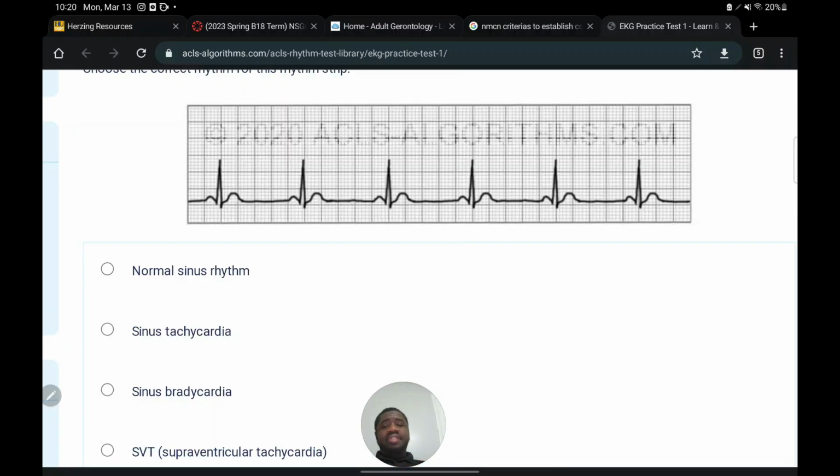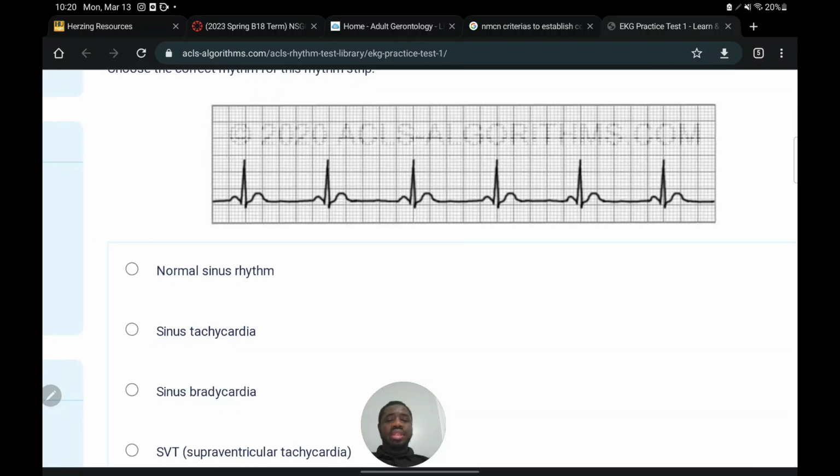So let's look at this graph. To calculate the rate, we count the number of R waves: 1, 2, 3, 4, 5, 6. So the rate is 60 beats per minute. And what is the rhythm? The distance between the R waves seems to be the same, seems to be regular. If we count the number of boxes between them: 1, 2, 3, 4, 5, again 5, again 5, they look the same. So the rhythm here is regular.